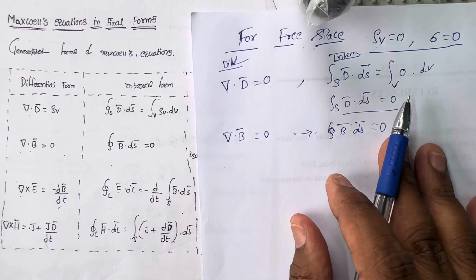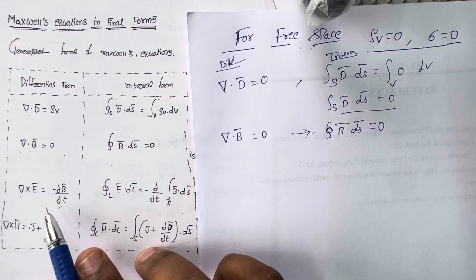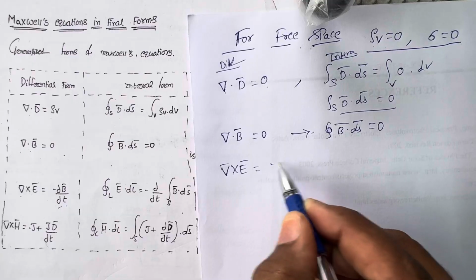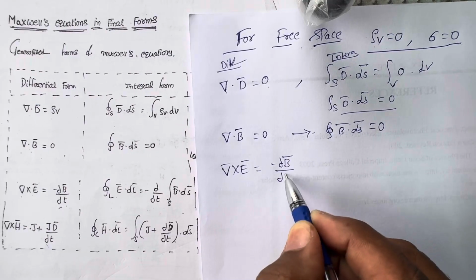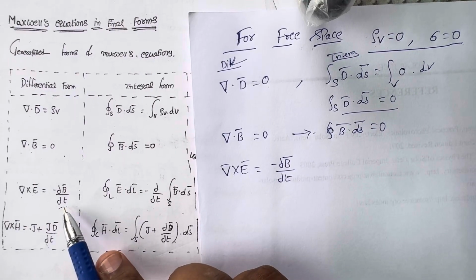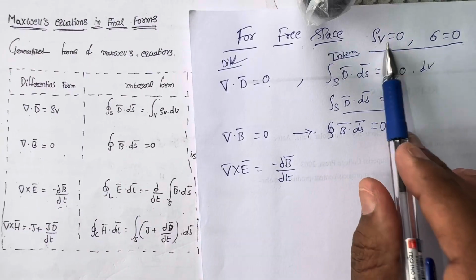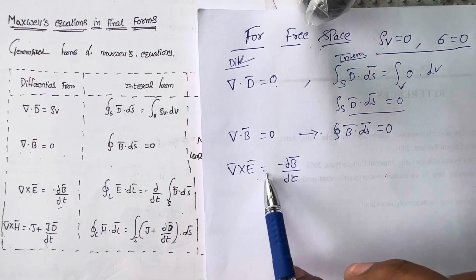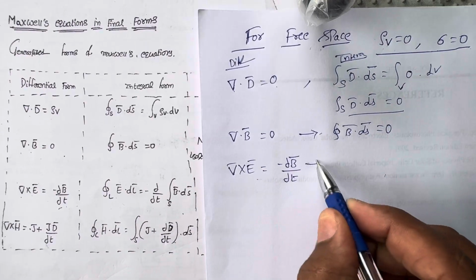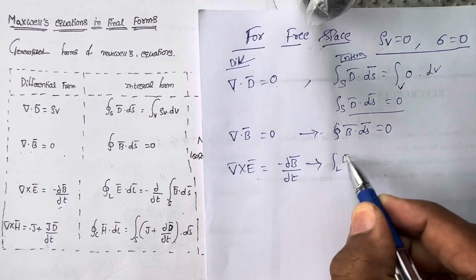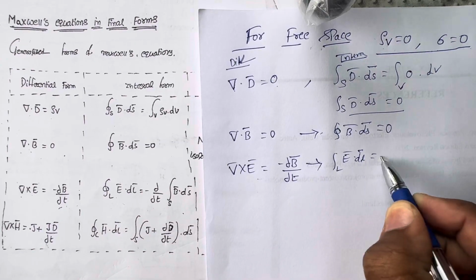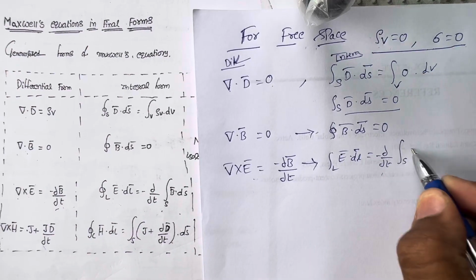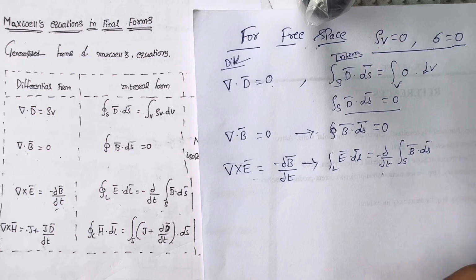Now look at the third equation. Del cross E bar equal to minus dou B bar by dou t. No substitution is required because there are no rho v or sigma terms present. The integral form will be as it is: the line integral of E bar dot dl bar is equal to minus dou by dou t of the surface integral of B bar dot dS bar.